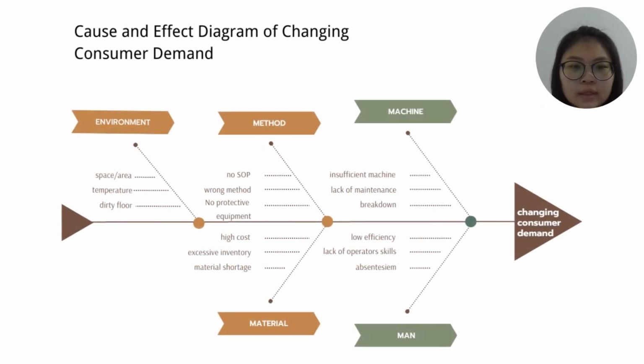Next is the Venn diagram. It is a business tool used to organize ideas and data. Based on this diagram, it also has 5 categories, which are environment, method, machine, material, and man.